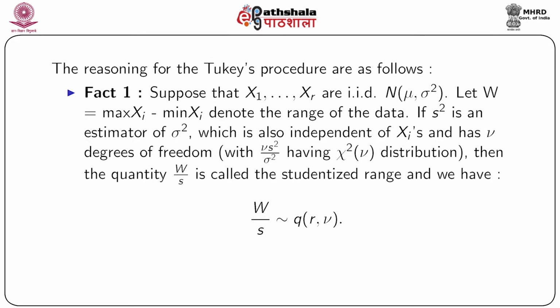Now why do we use Tukey's procedure? The reasoning for Tukey's procedure is as follows. The first fact is that suppose x1, x2, ..., xr are IID normal mu, sigma square. Let W equal the max of xi minus the minimum of xi, denoting the range of the data. If S square is an estimator of sigma square, which is unknown, which is also independent of the xi's and has nu degrees of freedom, then the quantity W over S is called the studentized range, and we have W over S following Q(r, nu).